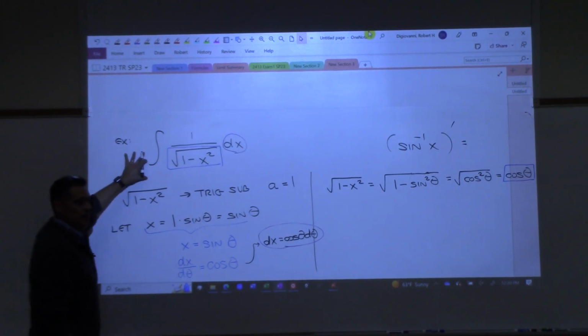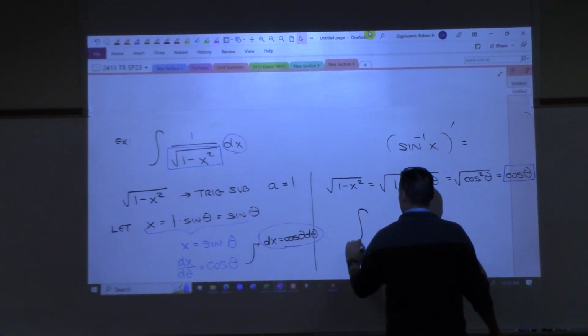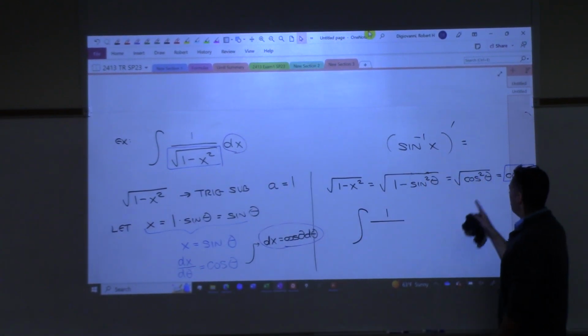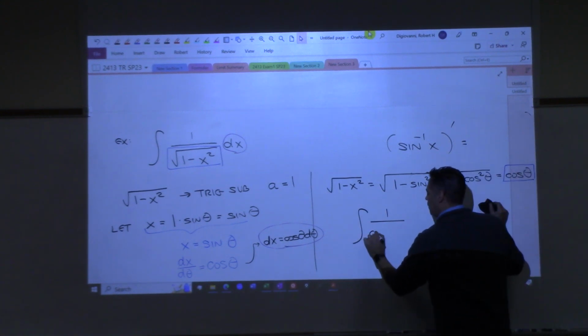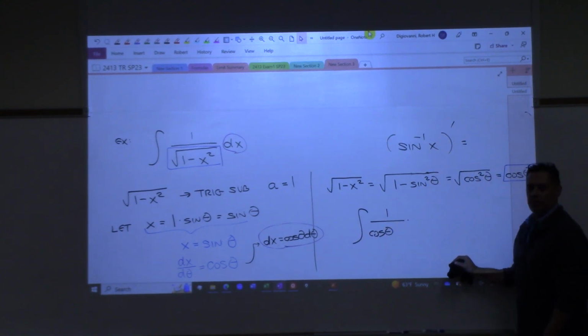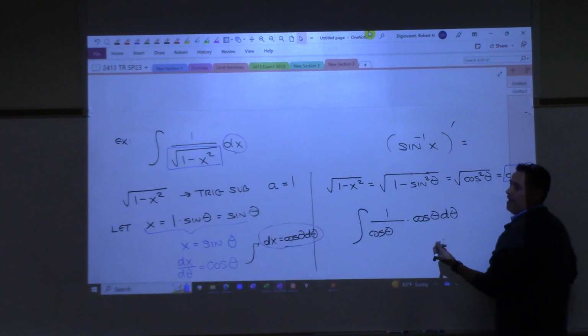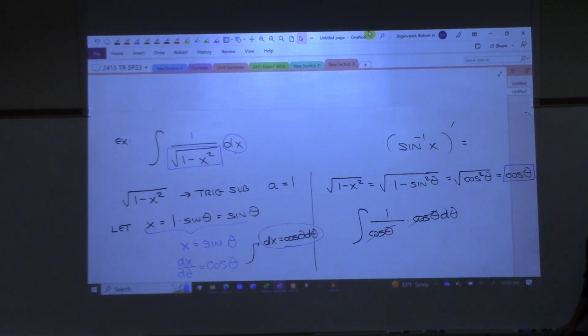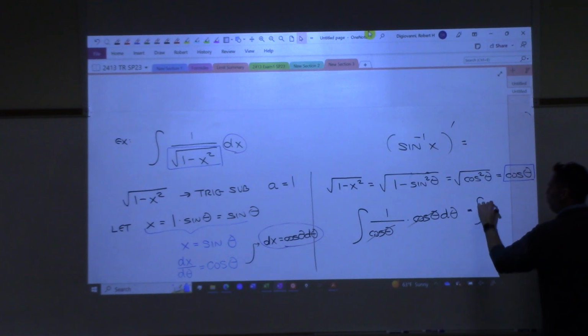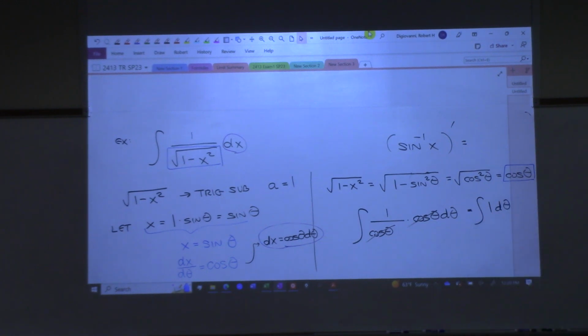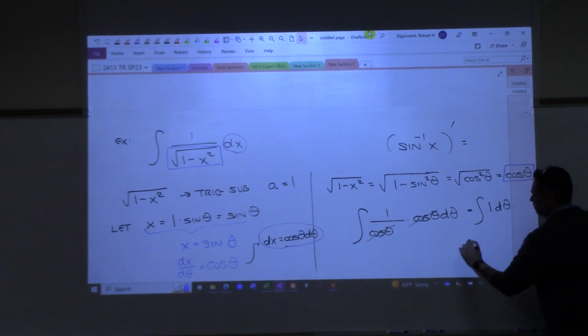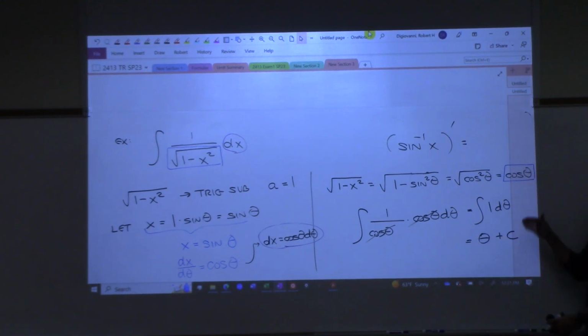I'm going to rewrite the integral now. This integral becomes 1 over cosine theta, times the dx, which was cosine theta d theta, wasn't it? And the cosine thetas cancel out, which just leaves us with the integral of 1 d theta. The antiderivative of 1 with respect to theta is theta, not x. So this is theta plus a constant. So our answer is theta.